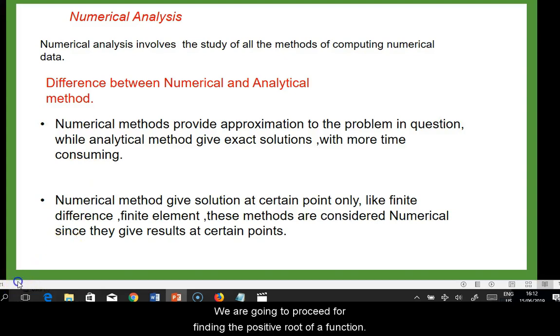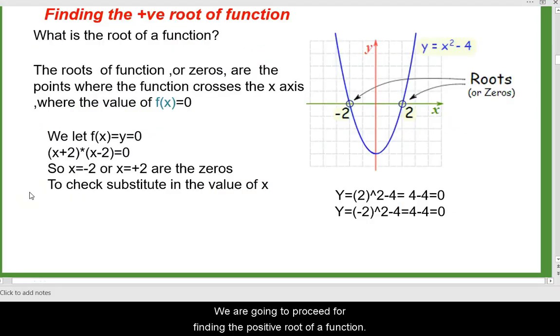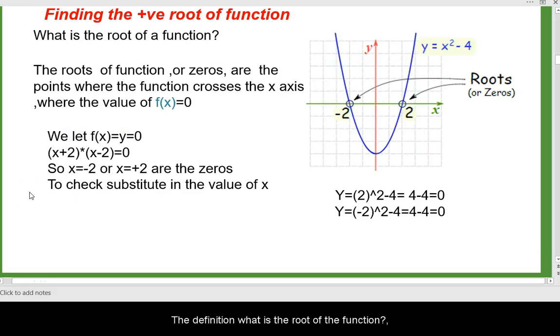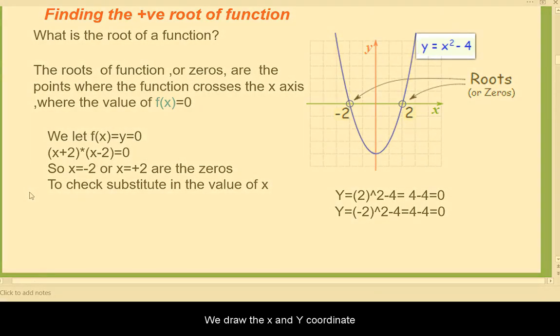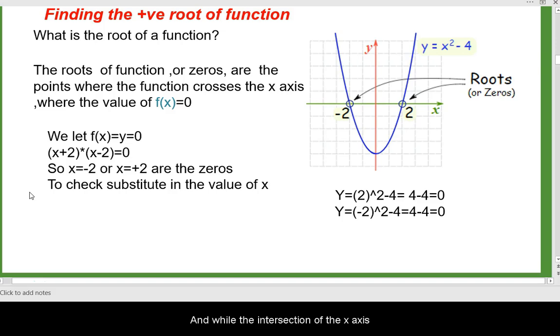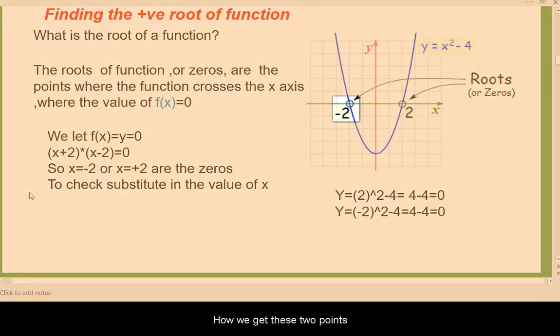We are going to proceed to finding the positive root of a function. First, the definition. What is the root of the function? The roots of the function, also called zeros, are the points where the function crosses the x-axis. So if we have a graph y equal to x squared minus 4, and we draw it in the x and y coordinates, the intersection of the x-axis with the graph will give us the values where f of x equals 0, which cross at plus 2 and minus 2. These two points are called zeros.